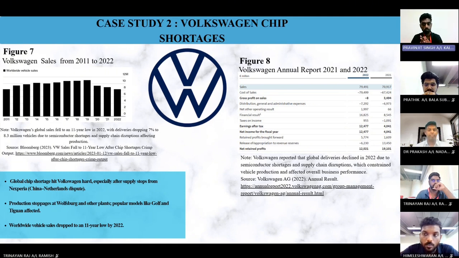Production was stopped at the major factories, including the Wolfsburg plant, and popular models such as Golf and Tiguan were affected because of limited chips available.